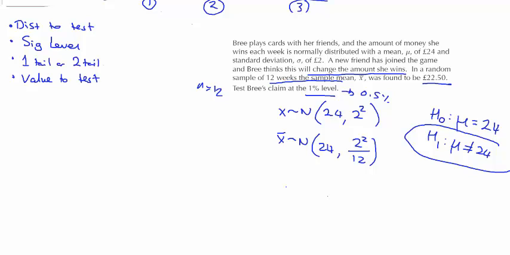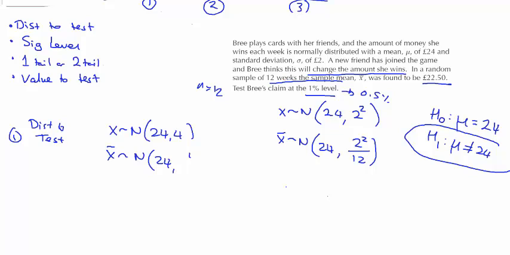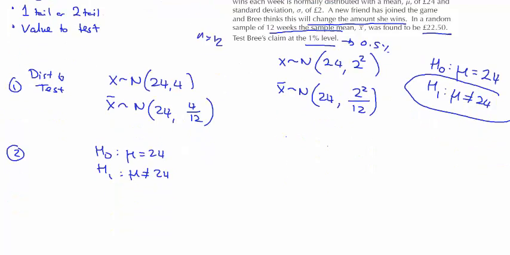Okay, so let's just do this. 1 is your distribution to test. Make sure you get that. So you can write your initial thing anyway: 24, 4 over 12 — 4, or 2 squared, doesn't matter. Why did I write 12? It's 4 over 12. Good. 2. Let's write H0 and H1. So we're saying H0: mu equals 24. H1: mu does not equal 24.